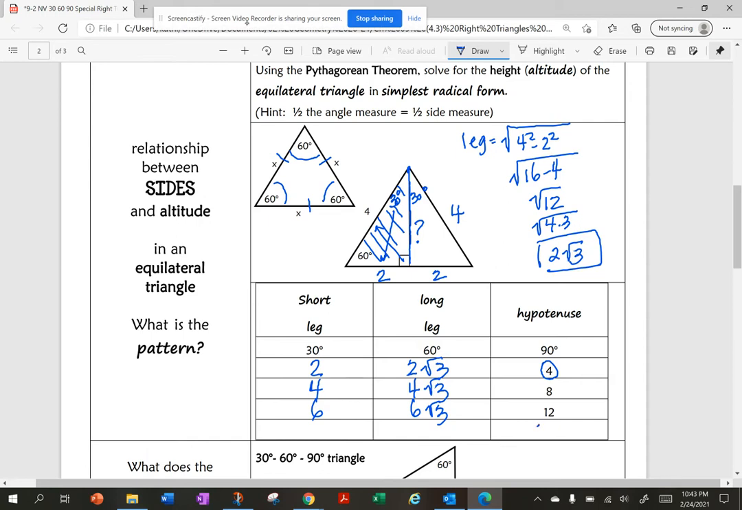So when I start out with my hypotenuse being 2 times x, my short leg is x, and my long leg is x times the square root of 3. Okay, so to go from the hypotenuse to the short leg, I'm going to divide by 2. To go from the short leg to the hypotenuse, I'm going to multiply by 2. And to go from the short leg to the long leg, I'm going to multiply by the square root of 3.